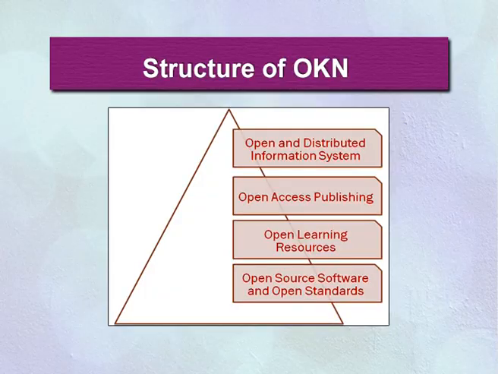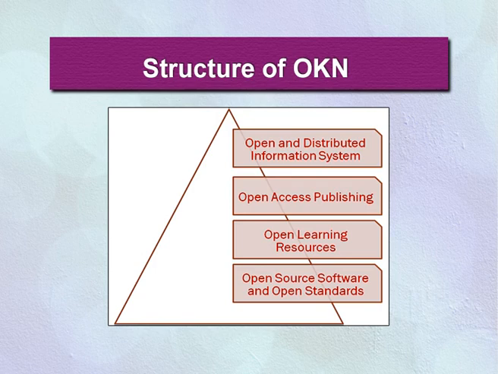So, let us imagine that right from the 90s a new wave of knowledge has started, that is called open knowledge movement or open knowledge network. These open knowledge networks are based on 4 fundamental components. The first one is the open and distributed information system, which we colloquially call internet. Then on the top of this, another movement started, that is called open source software and open standards.